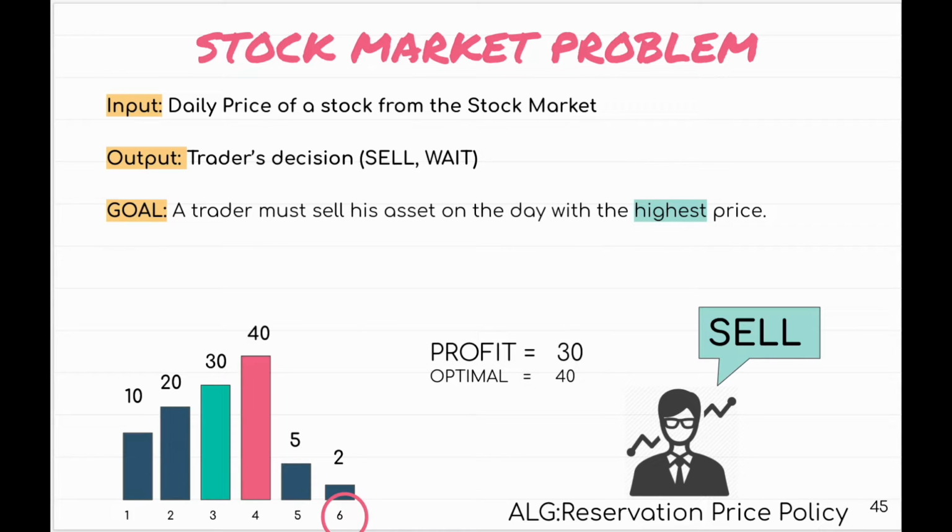So, may mga other approaches din like randomized online algorithms. Sometimes it performs better actually compared to deterministic approaches. So, yeah, so that's the online problem and online problem for the stock market problem.